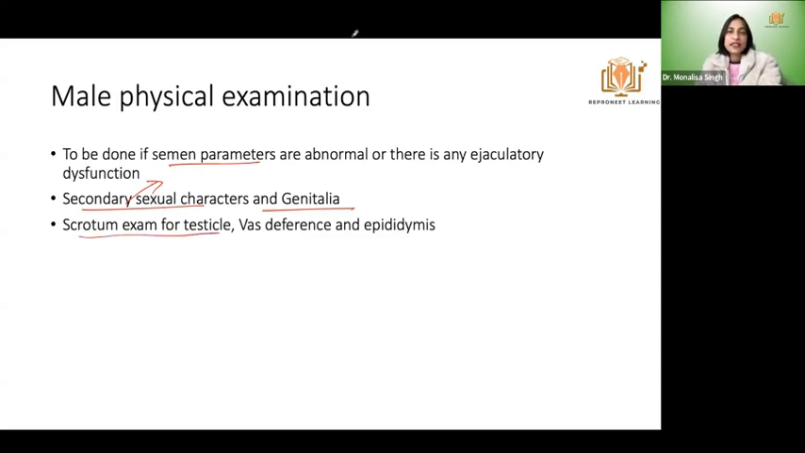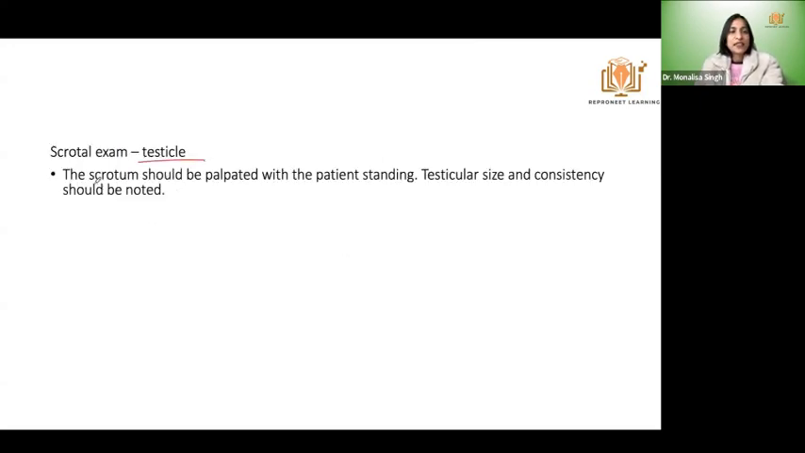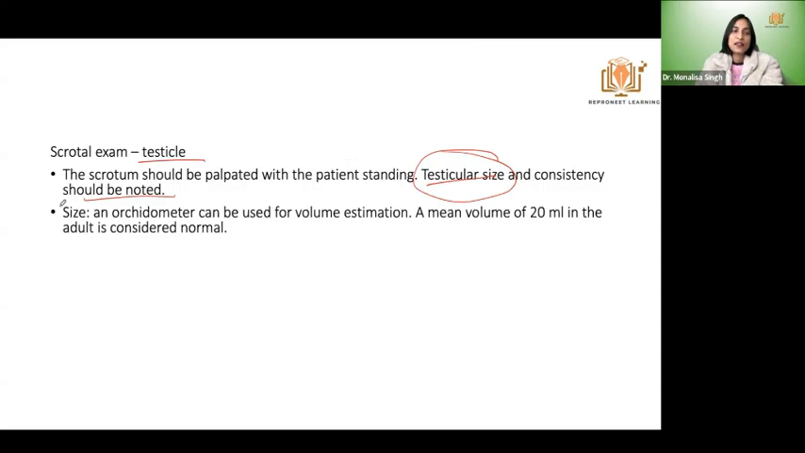Scrotum exam for the testicles. You can do vas deferens and epididymis. You can do a scrotal examination to check for these. How do you examine the testicle? The scrotum should be palpated with the patient in standing position. Testicular size and consistency should be noted. How do you note the testicular size? What is normal testicular volume?